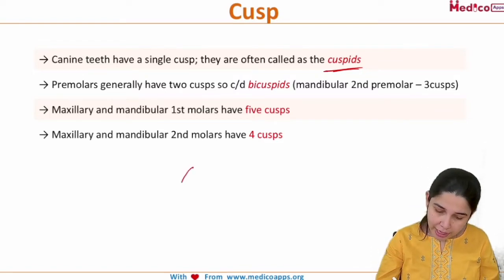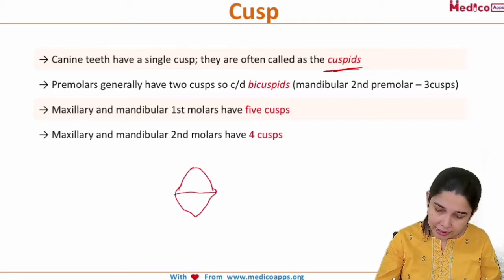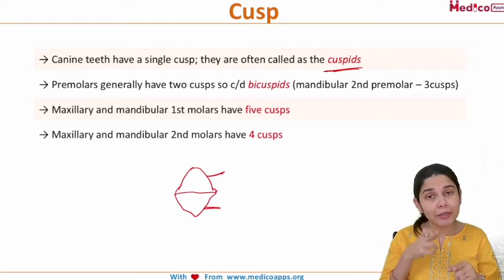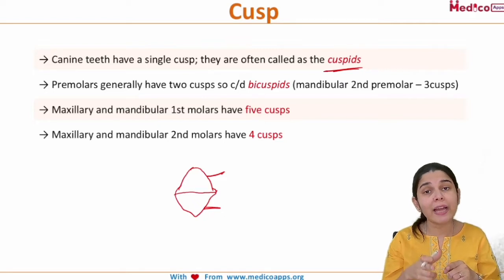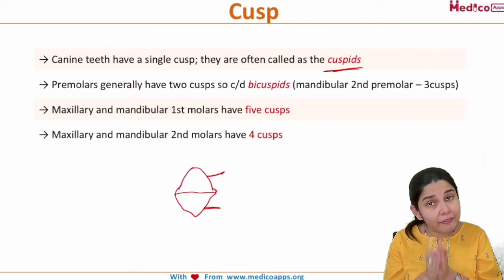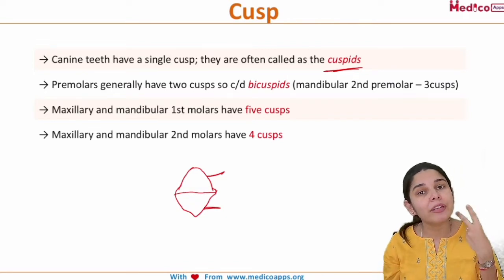If you see the anatomy of the premolar, which I'll be discussing further in my lecture in the next slide, you can see that there are two cusps. That means there are two elevations, and in between them there's a groove which is dividing those two cusps. That is why they are known as bicuspids, because they are having two cusps.